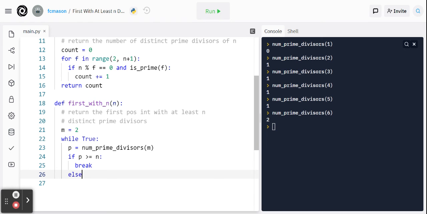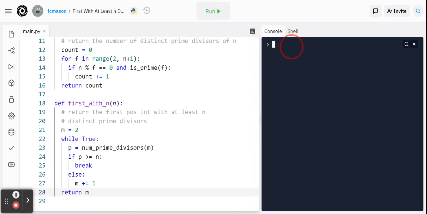Otherwise, actually here we don't need the else, but it might be logically clear. The reason we don't need the else is because if we break out, the while loop will be done, and then we'll automatically do line number 26 whether we put the else or not. But I'll go ahead and put the else. Okay, so this else is tied to the if. That means that we don't have at least n prime divisors, so we have to increase the value of m by 1. So the next time through the loop, we'll get the number of prime divisors of that increased value of m. Okay, so line number 28 at the same level of indentation as the while is where we will be if we have broken out. So in this case, we will simply return the value of m.